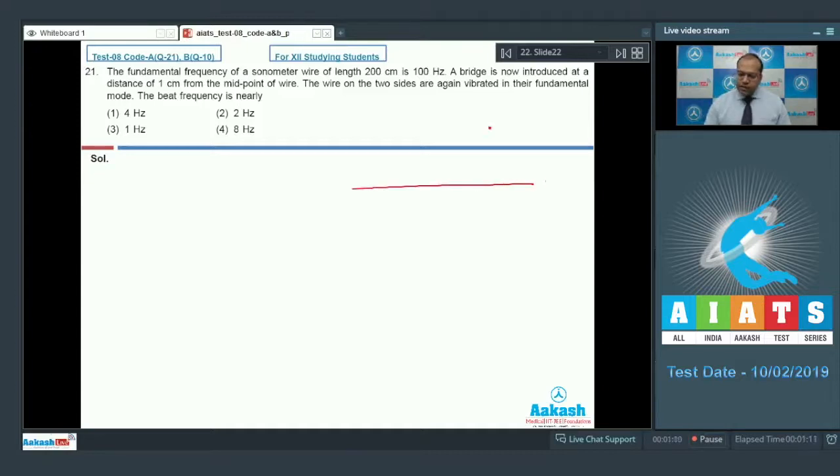Suppose this is a sonometer wire of length 200 cm and its fundamental frequency nu is 100 Hz. So we can write nu is equal to V divided by lambda. In fundamental mode, the value of lambda is equal to 2L. Now it is given in the question, suppose this is midpoint, then a bridge is introduced at a distance of 1 cm from the midpoint of wire. So here the bridge is introduced and this separation delta L is given as 1 cm.